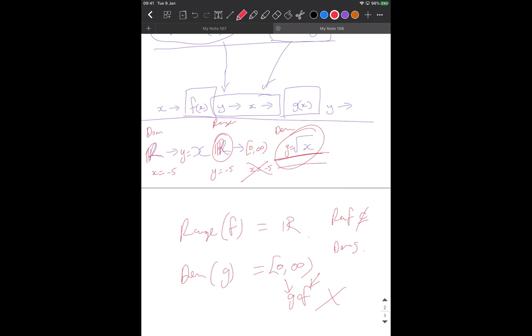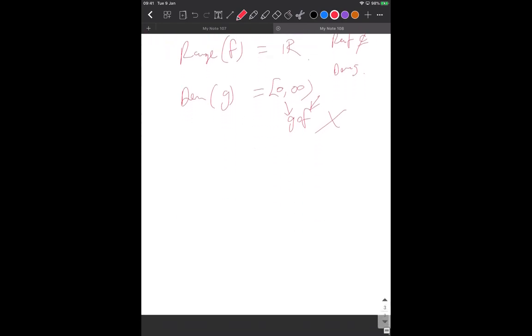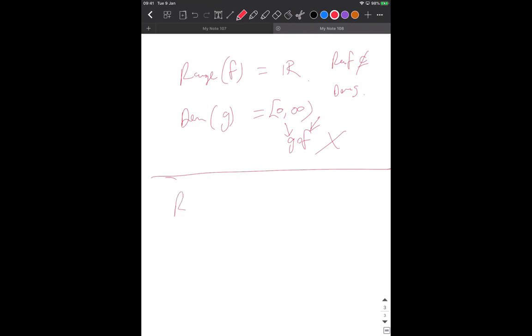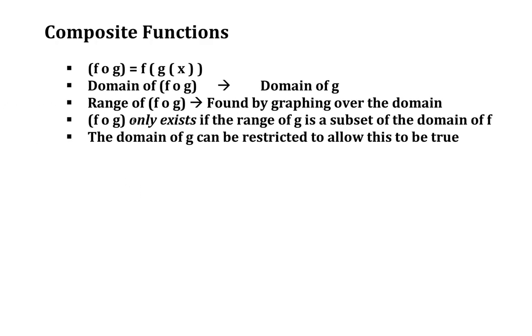In other words, the range of f does not fit inside the domain of g, and that's really important with composite functions. We need to ensure that the range of the inside function, let's try and learn how to spell that word, the range of the inside function must be a subset, or must fit inside, the domain of the outside. And that's really critical. That's the most critical sentence in this summary, that it only exists if the range of g, which is the inside function, is a subset of the domain of f, which is the outside function. So that's really, really important.